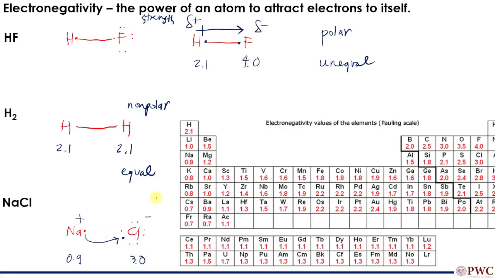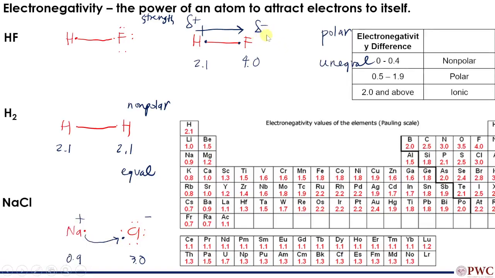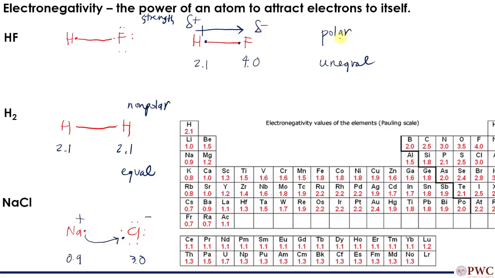So this one, by the way, is ionic. So again, when there are partial charges, these are polar bonds. Then when there are formal charges, these are ionic bonds. Ionic bond, this one is an ionic compound.